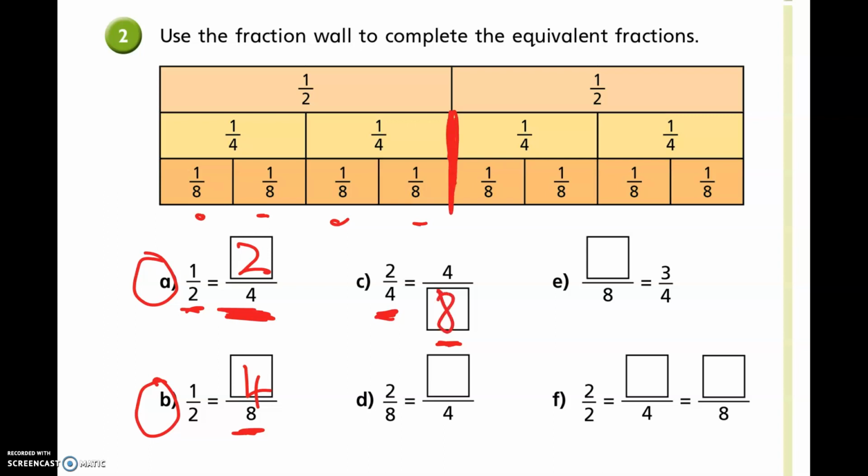So there we are. Part D. Now we're on 2/8. So let's put a line at the end of 2/8. And it's going to be the same as how many quarters? Well, just move it up to the quarters. And yes, it's exactly the same as 1/4.